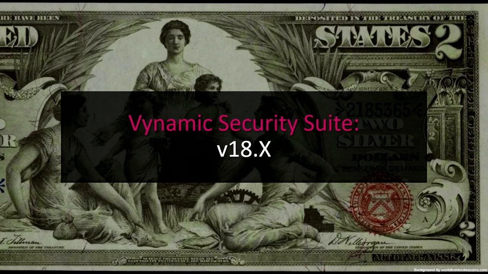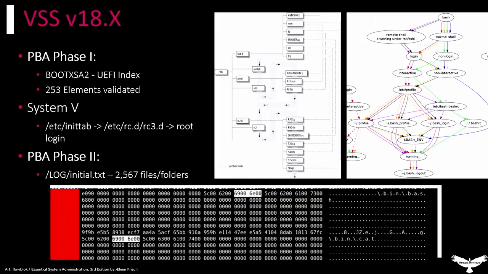So I'll start off in version 18.x of Dynamic Security. In version 18.x, the phase one integrity process is contained in bootxsa2. 253 elements are validated. There's a small snippet at the bottom representing what that index table looks like. The Linux architecture is then initialized from System V through several /etc/init scripts. Root then performs an auto logon, and phase two is triggered out of root's profile.